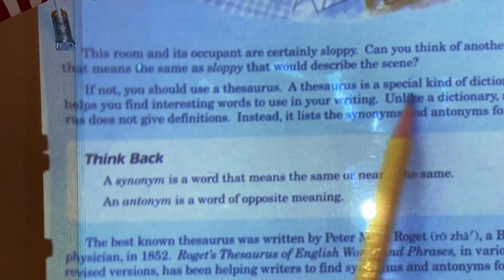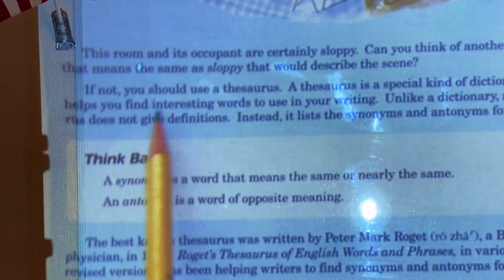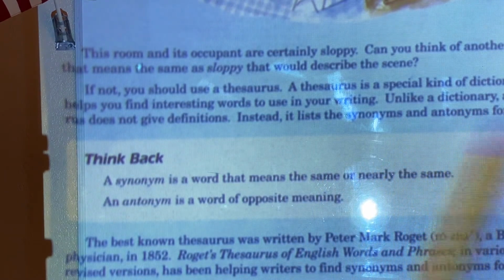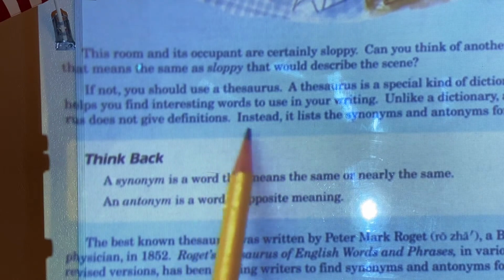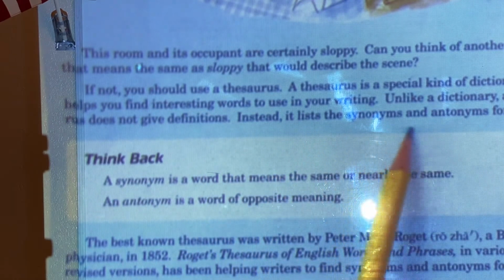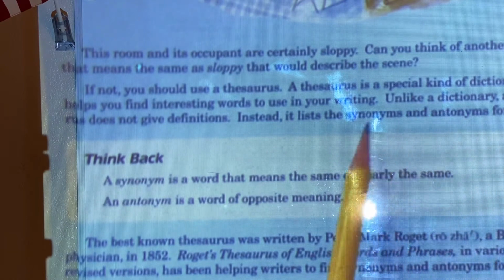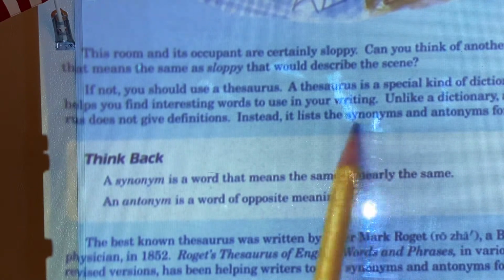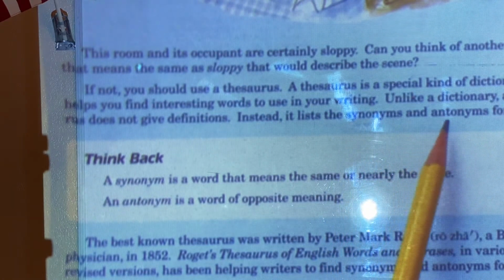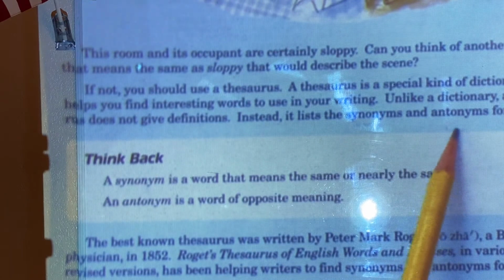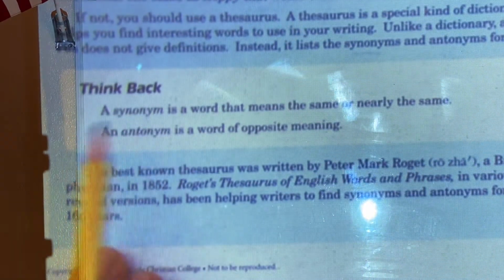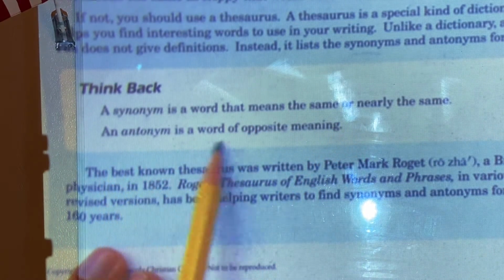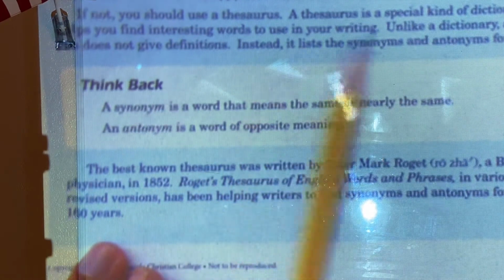A thesaurus is a special kind of dictionary that helps you find interesting words to use in your writing. Unlike a dictionary, a thesaurus does not give definitions. Instead, it lists the synonyms and antonyms for a word. So remember, synonyms are words that mean the same or are nearly the same. Antonyms are words that mean the opposite, okay? So the think back is what I just said. Synonym is a word that means the same, and antonym is a word that means the opposite, okay?